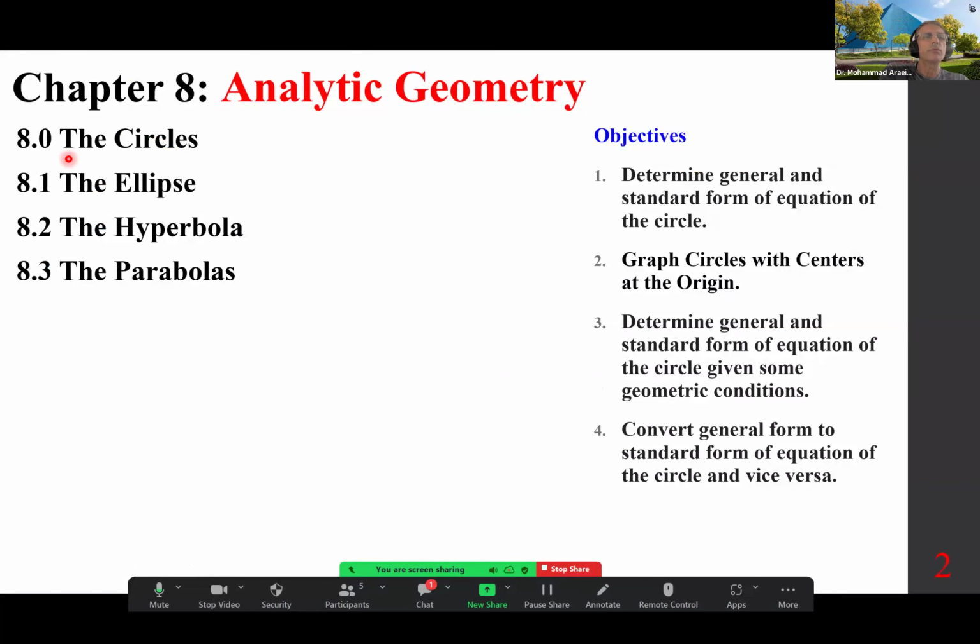We are going to cover the circles, the ellipse, the hyperbola, and the parabolas. The objectives for this section are to determine general and standard form of equation of the circle, graph circles with centers at the origin, determine general and standard form of equation of the circle given some geometric conditions, and convert general form to standard form of equation of the circle, and vice versa.